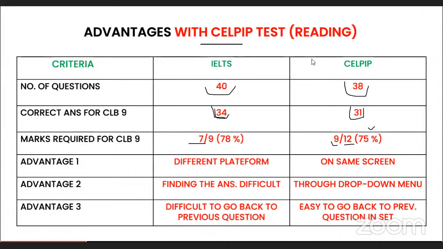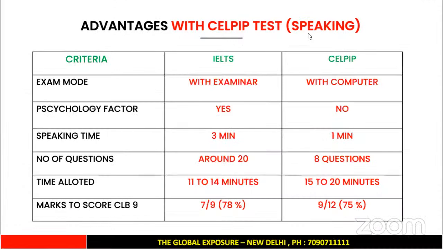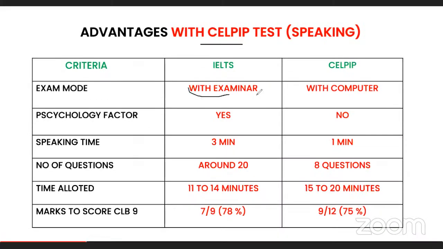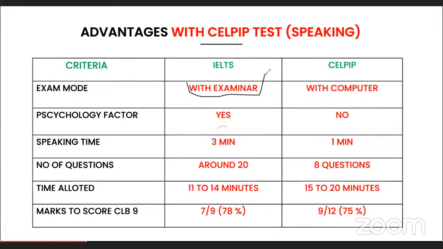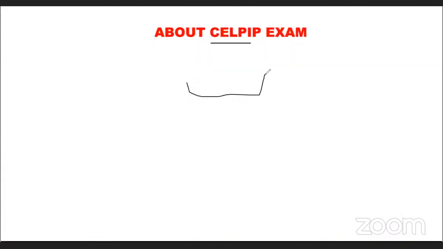Going to the next module, which is speaking. Now, what happens over here in speaking? The most complicated thing in IELTS speaking is that you have an examiner, and you clearly know that the other person sitting over there is a proficient speaker of the language.